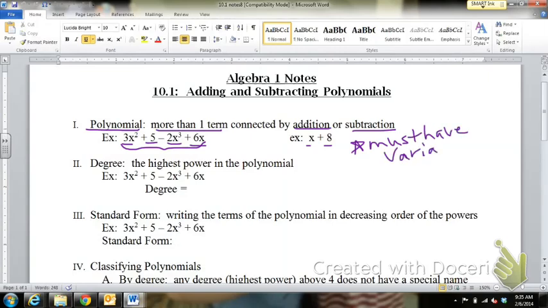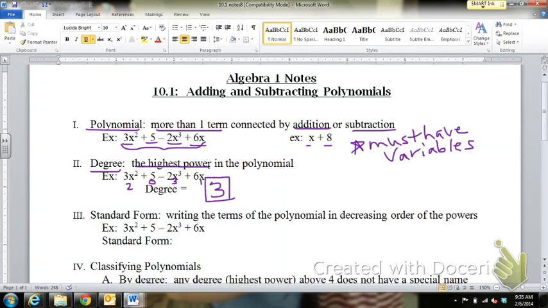variables, because otherwise, if it's all numbers, you could just add the numbers together. So it has to be terms that you can't combine, okay? That's a polynomial. A degree of a polynomial is just the highest power. So this has a power of 2, this has a power of 0, this has a power of 3, and that has a power of 1. So the highest one that I see is the 3. So the degree of that polynomial is 3.